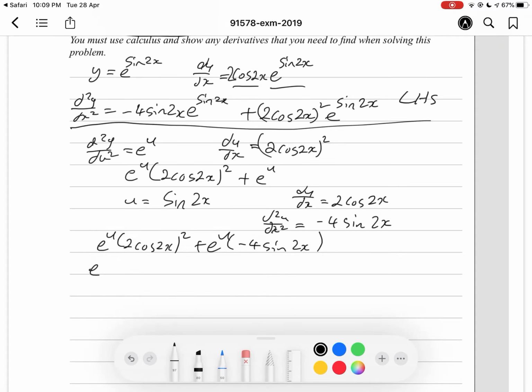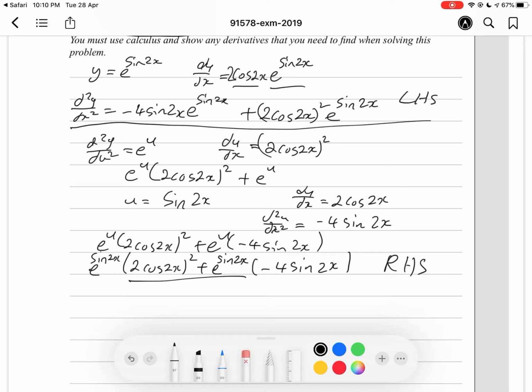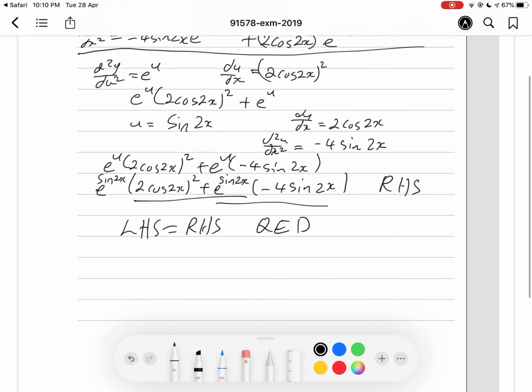Alright, so know that e to the power of u, so u is sine 2x, so we can write e to the power of sine 2x, 2 cos 2x squared, plus e to the power of sine 2x, negative 4 sine 2x. So this is our right-hand side. Now looking at this, we can say that our left-hand side is equal to our right-hand side because they're exactly the same. So 2 cos 2x squared e to the power of sine 2x, that's here. And negative 4 sine 2x e to the power of sine 2x, that's here. So therefore we can say left-hand side equals right-hand side, and therefore we have done as required.